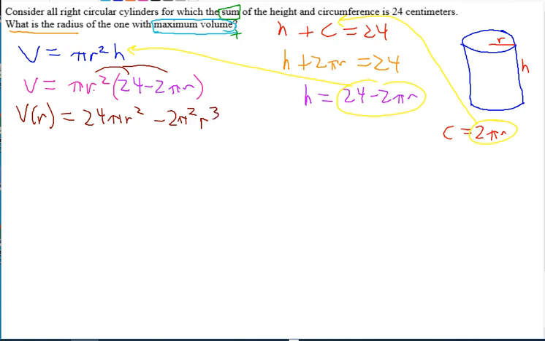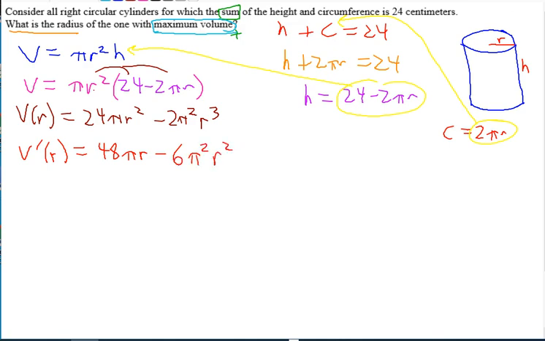So now we've got our volume in terms of just one variable, the radius, and that's what we're trying to maximize. So that's what we would take the derivative of. So V prime of r, 2 times 24 would be 48 pi, reduce the exponent by 1, r, so just pi r. And then 3 times negative 2, so negative 6 pi squared r squared.